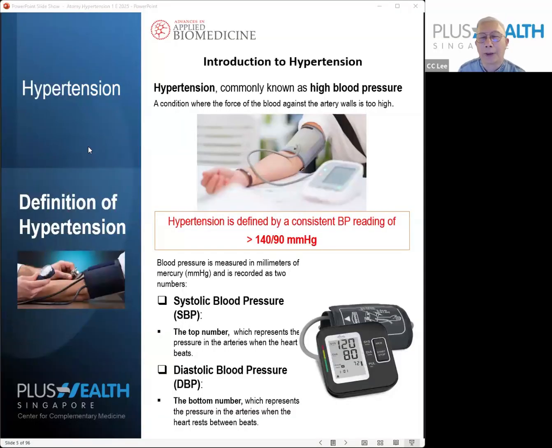The definition of hypertension. Now, before we start, I want to advise everybody that with the prevalence of hypertension in our society, especially among the old people, I think every household should own a blood pressure meter. This is my first advice. In all practical purposes, having a blood pressure meter is a very valuable self-care tool for us. And it's not expensive nowadays.